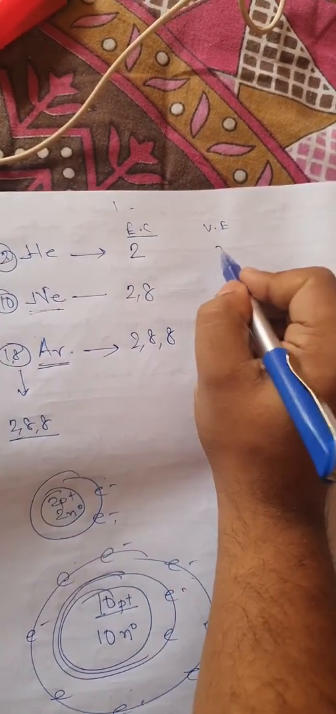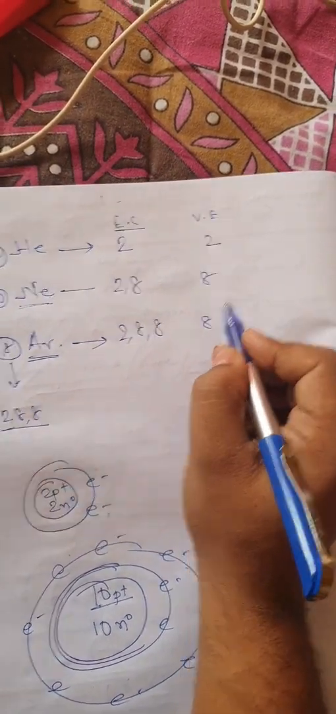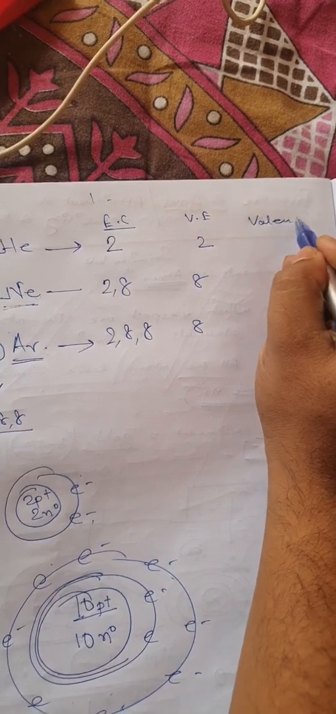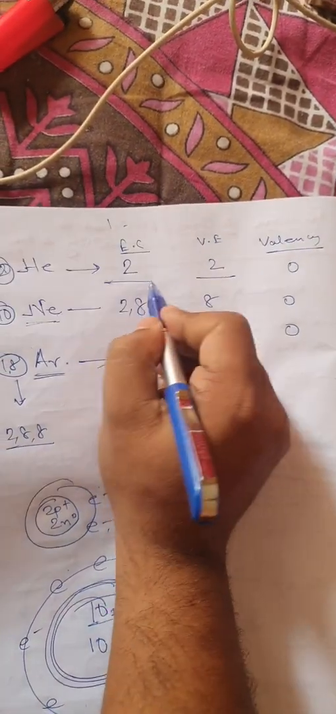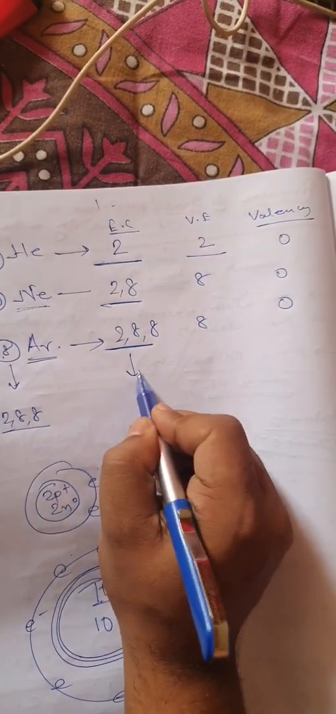So what is the valence electron here? 2. What is the valence electron? 8. What is the valence electron? 8. But what is the valency? The valency is 0, 0, 0, because it is already stable. This is the stable electronic configuration.